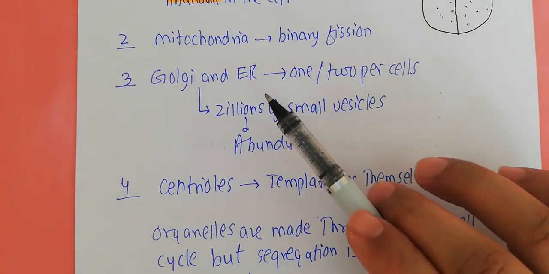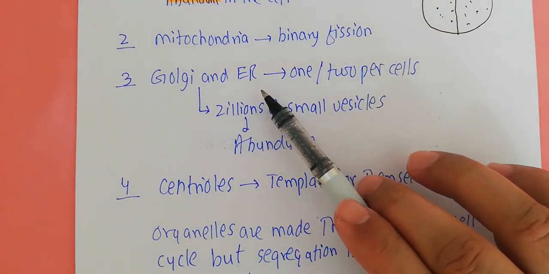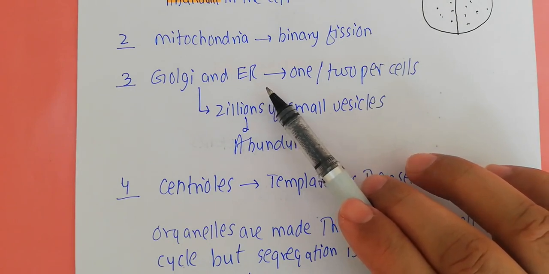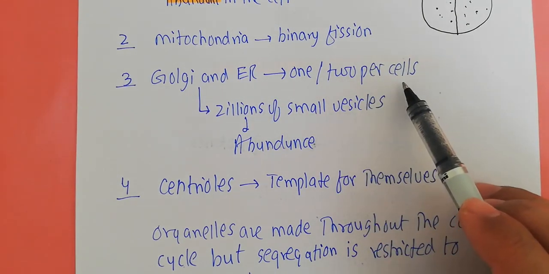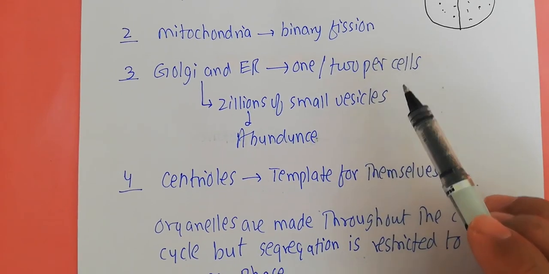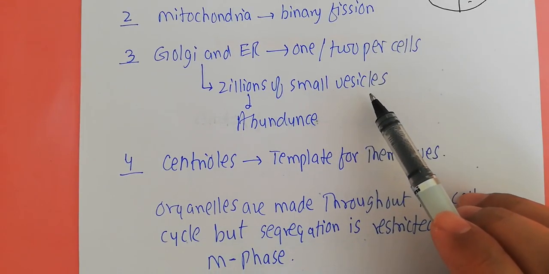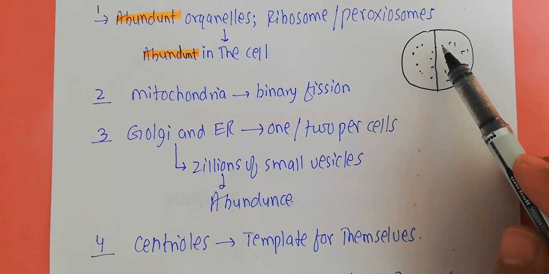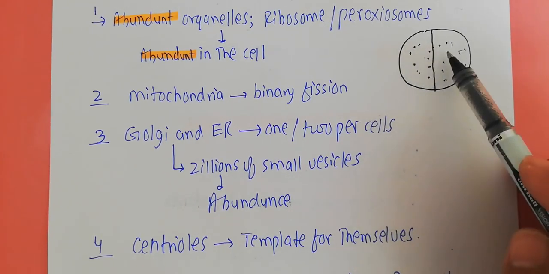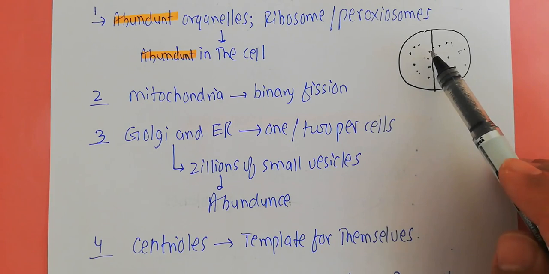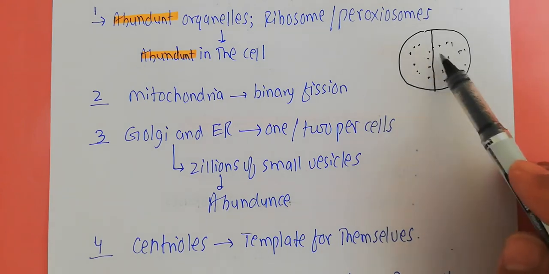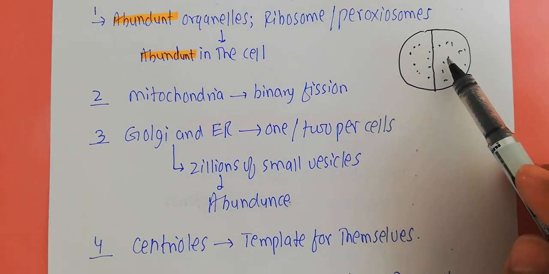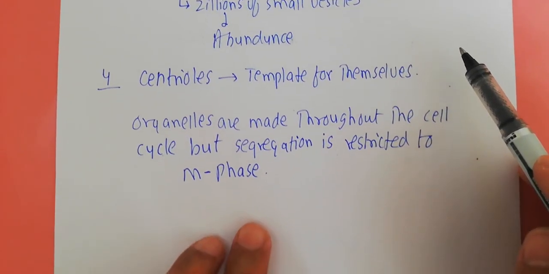If you talk about the Golgi and the ER, the endoplasmic reticulum, these are big organelles in the cell, like 1 or 2 per cell. During the cell division, the Golgi and the ER are going to divide into zillions of small vesicles, and when they divide into zillions of small vesicles, they achieve abundance. And in whichever plane the cell divides, both of the daughter cells are going to get some of them, and these cells are then going to make the Golgi apparatus and ER functional after they divide.